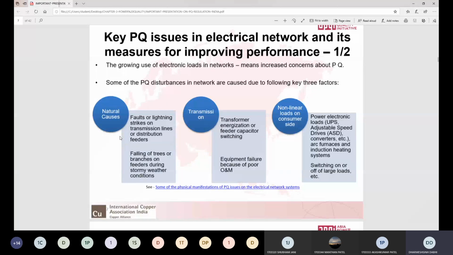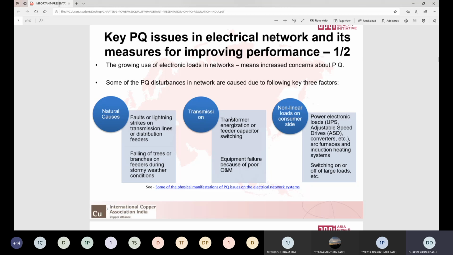Because of natural causes, maybe a fault happens in the transmission or distribution line, or lightning strikes the transmission line or distribution feeders. That creates a fault in the transmission line, and because of that creates a power quality problem. So these are natural causes. In the same way, falling of trees or branches on the feeders during stormy weather. All are causes of power quality problems because of natural causes.